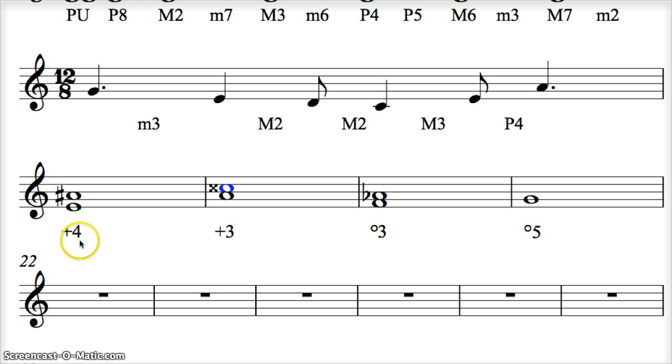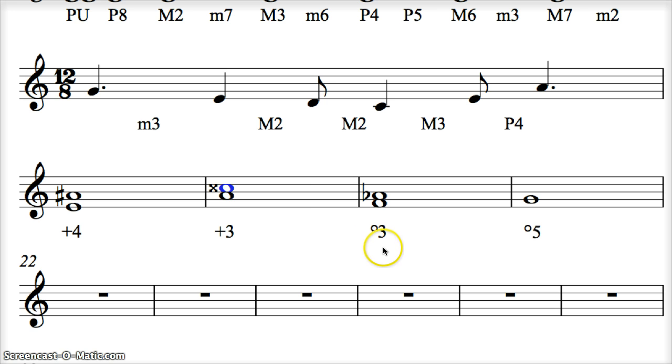We can augment perfect intervals and major intervals. We can't augment minor intervals because when we make a minor interval bigger by a half step, we just get a major interval. So major intervals can be augmented and perfect intervals can be augmented.